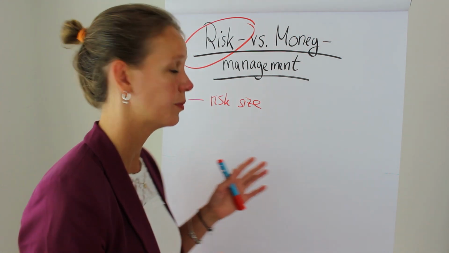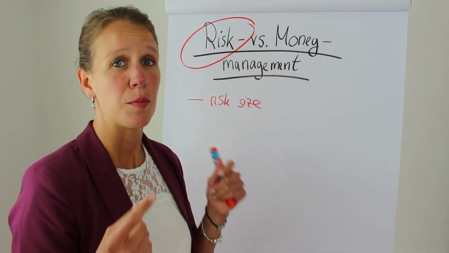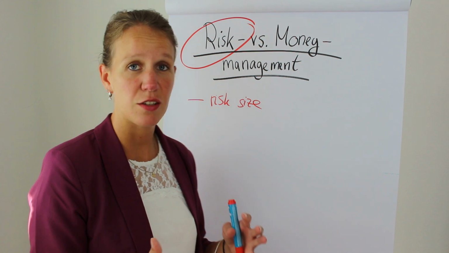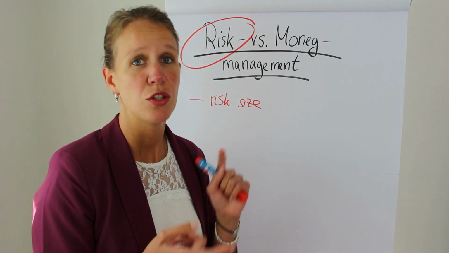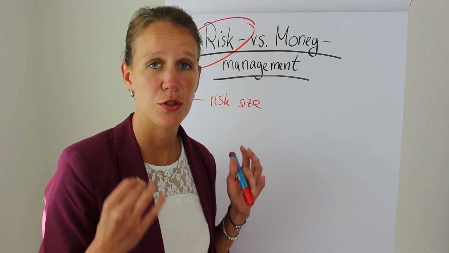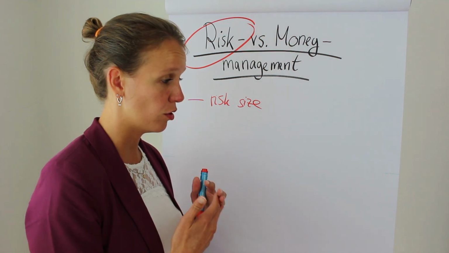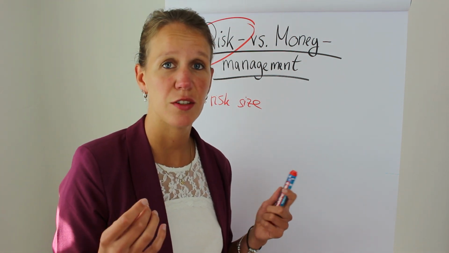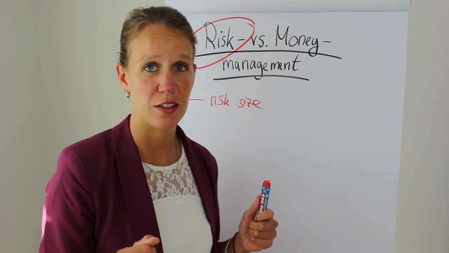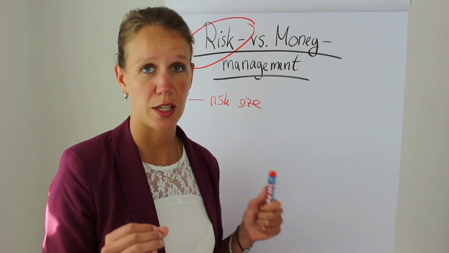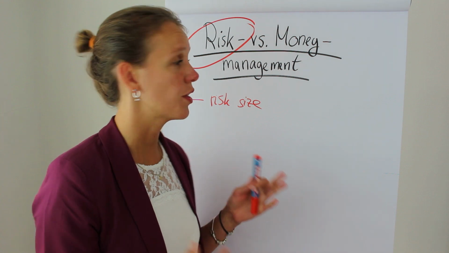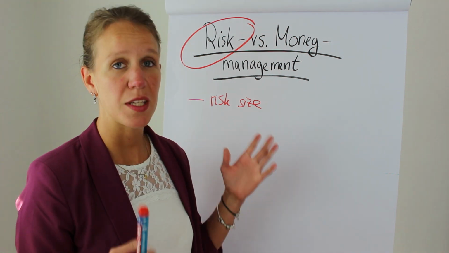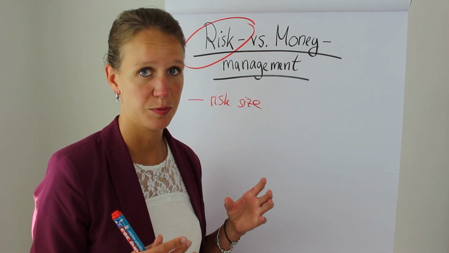But in general, the risk size means you say you're gonna risk, for example, $200 per trade, or maybe only $50. Or you say I'm risking, for example, 1% of my account size each trade. So this is what really means risk size.